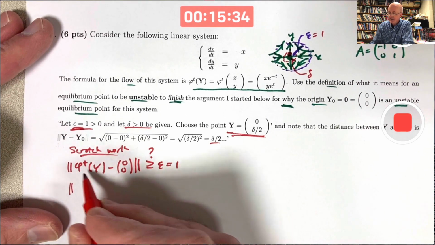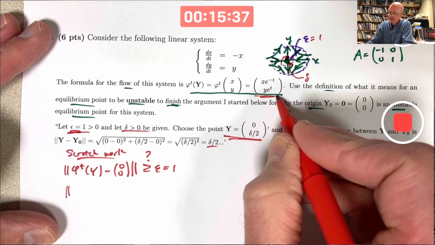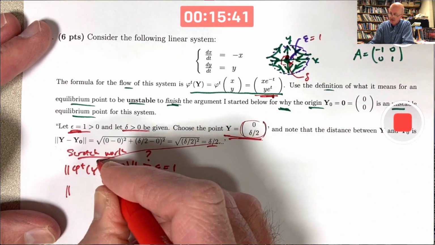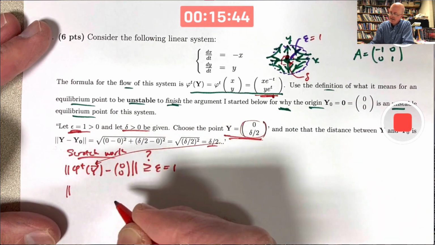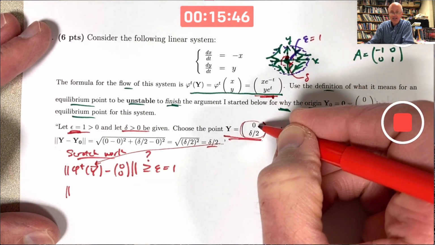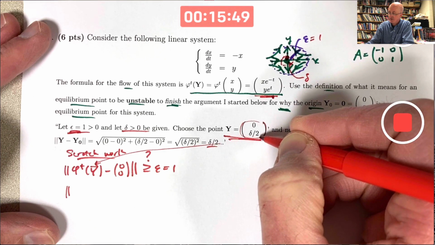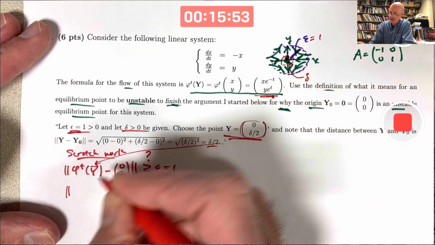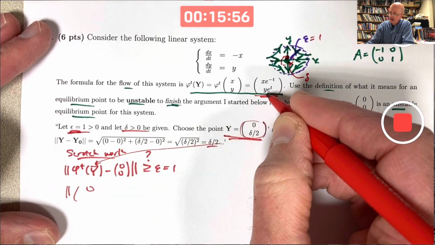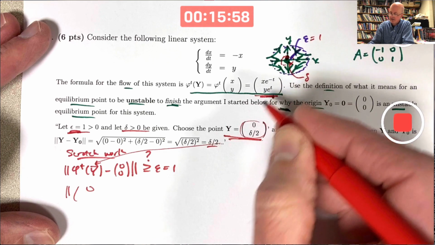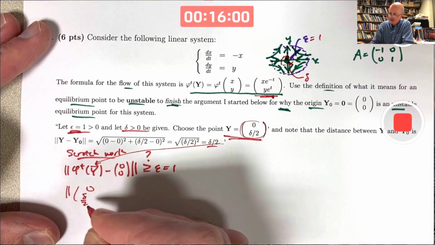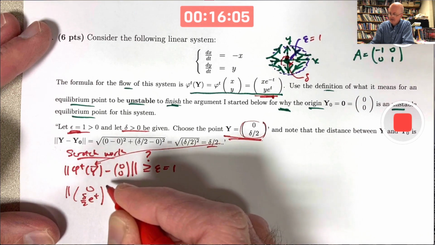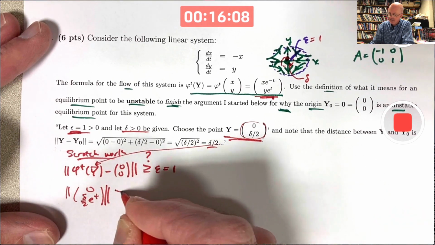What is phi superscript t of y? Well, there it is right there. But I am plugging in this particular vector y right there. So its x-coordinate is 0, its y-coordinate is delta over 2. When I use this formula, the first component still stays 0 because x is 0. The second component becomes delta over 2 times e to the t, because I replace y with delta over 2. Subtracting 0, 0 doesn't affect things.